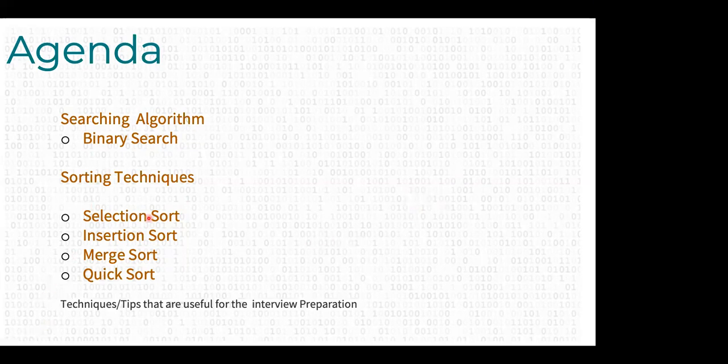Okay, the agenda for today is we'll go over a searching algorithm, which is commonly used, called the binary search, and then some sorting techniques, including selection sort, insertion sort, merge sort, and quick sort. These are primarily used sorting techniques, but there are other ones as well, which we will mention at the end of the presentation. But we'll get started on these.